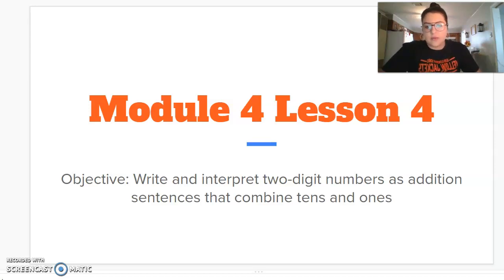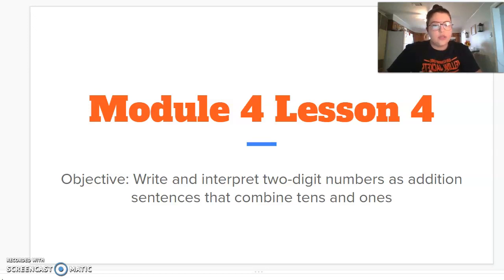Today for our math, we're going to be doing Module 4, Lesson 4. Once again, this is just a review lesson. Our objective for today is to write and interpret two-digit numbers as addition sentences that combine tens and ones.